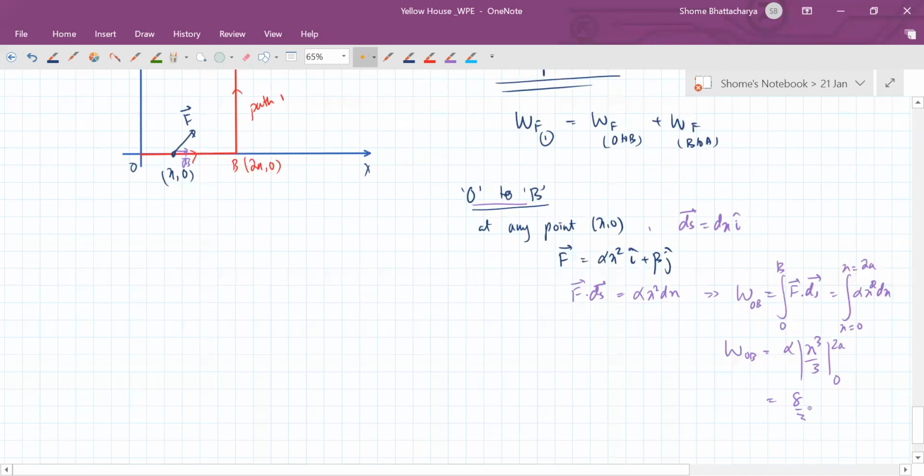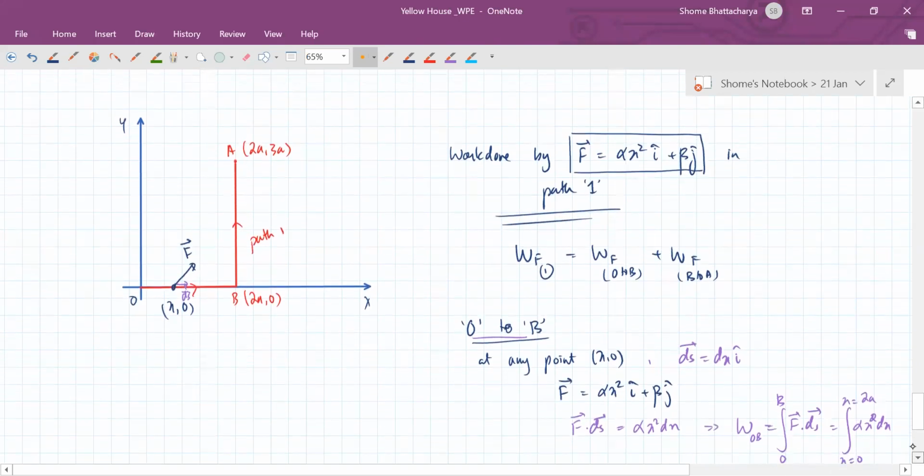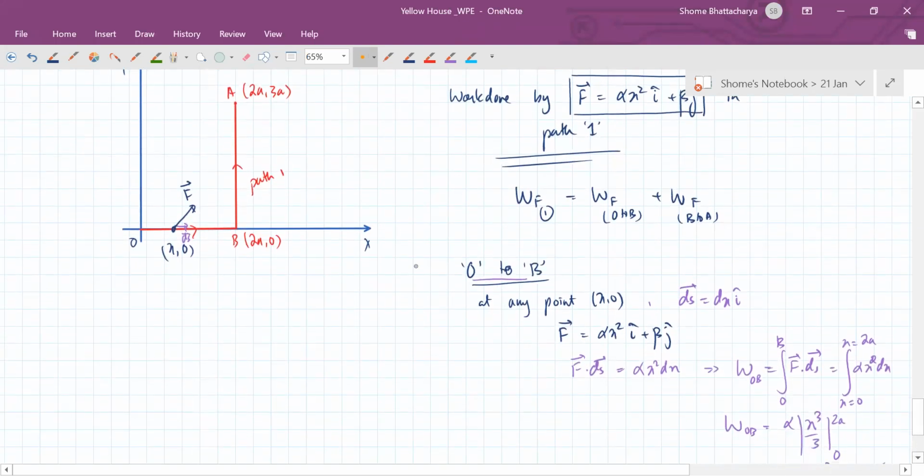So it will become 8 by 3 alpha a cube. This is the work done from O to B. Okay, that's one part. Now next, how to calculate the work done from B to A.